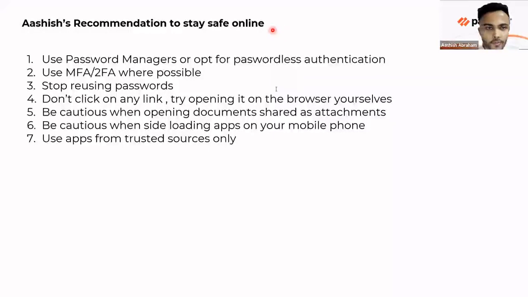Got it? Great. Okay. Then stop reusing your passwords. Please don't do it.